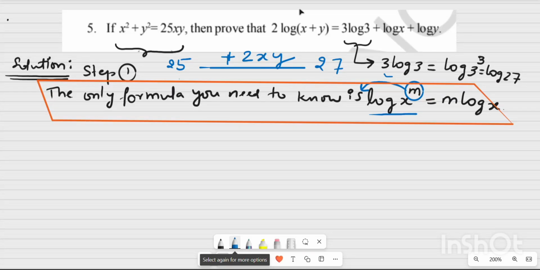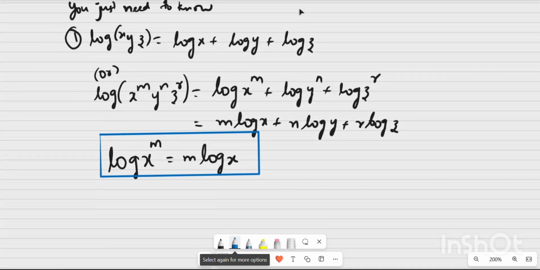It looks tough when you see it for the first time, but if you know these two formulas, then you can solve it in 2 minutes. So the formulas will be these two.